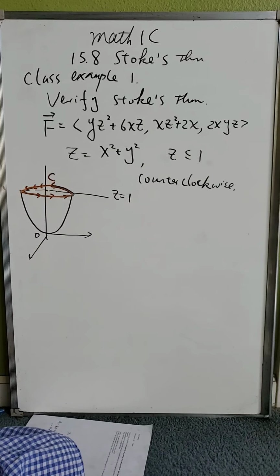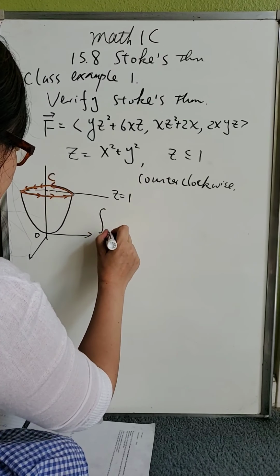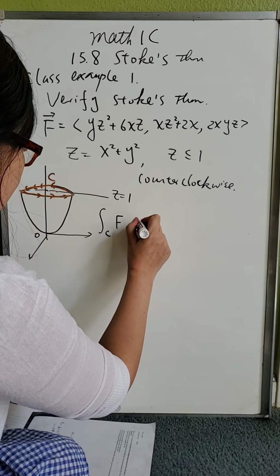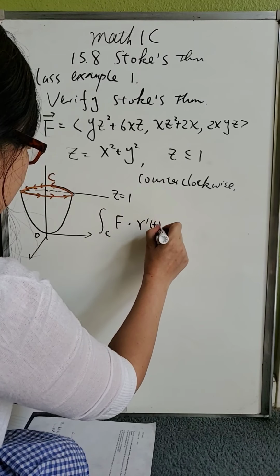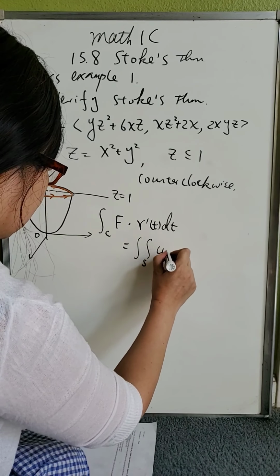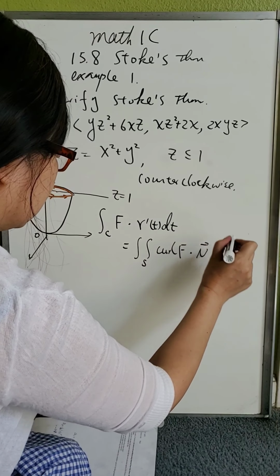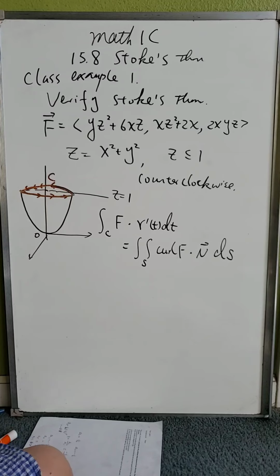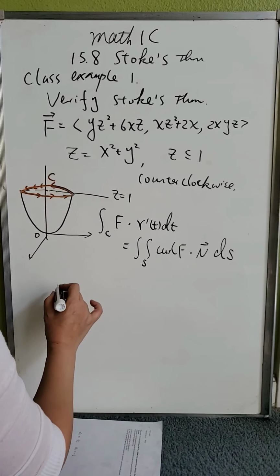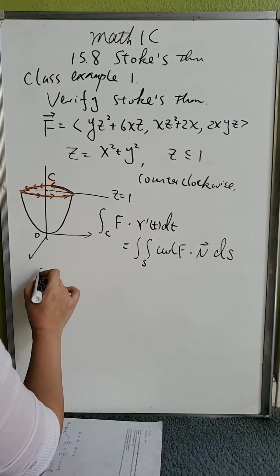Now they want us to verify. To verify means that the line integral is equal to the surface integral. This time this is a surface area. So now we're going to start from the left side first, this side first.